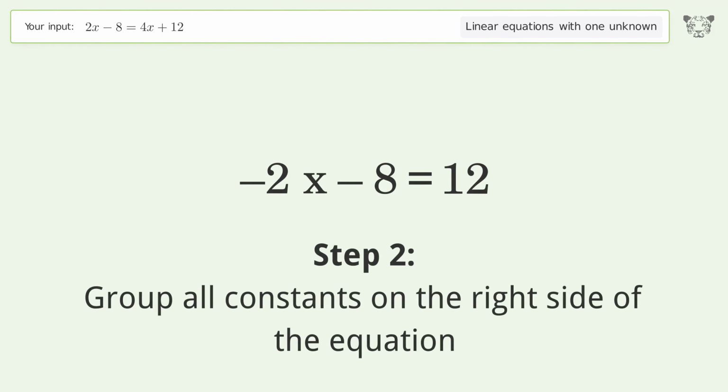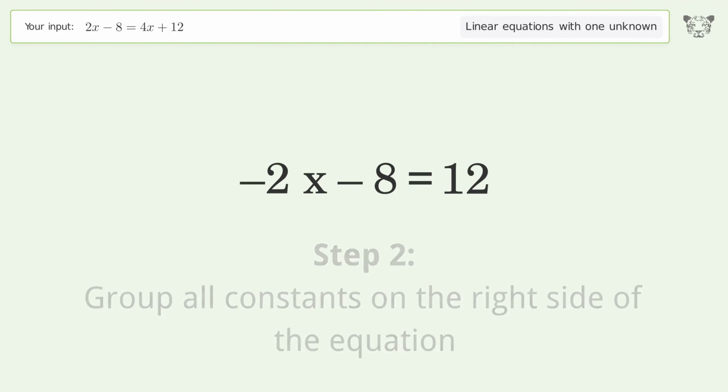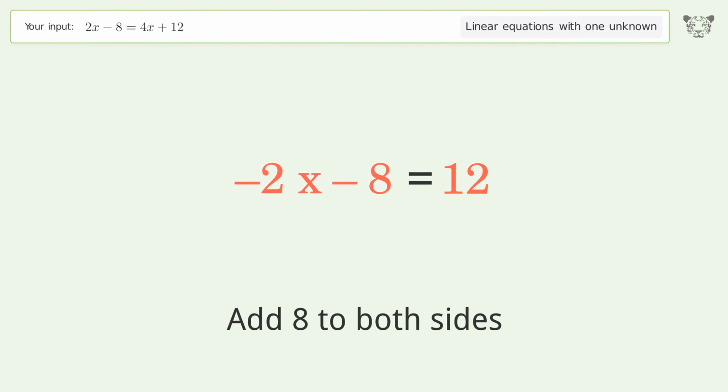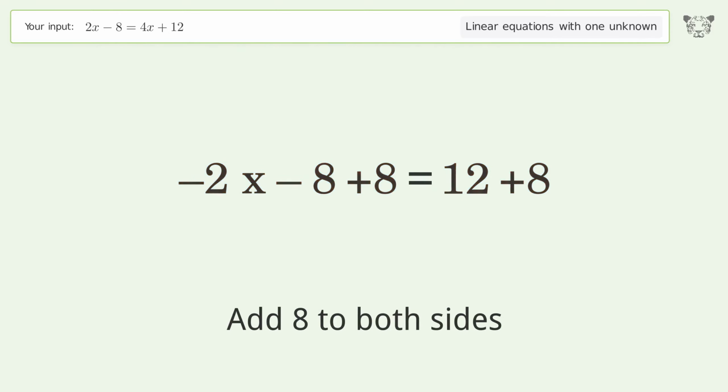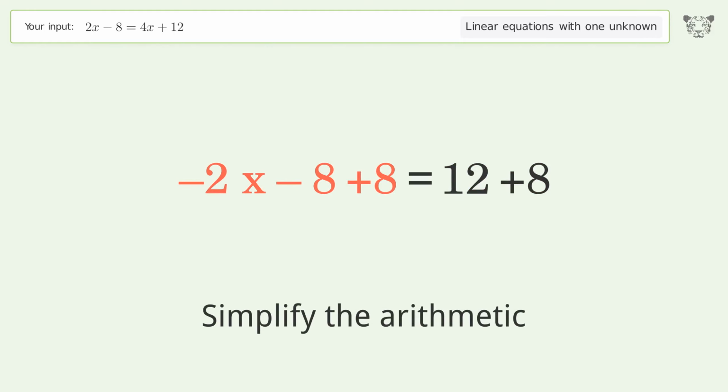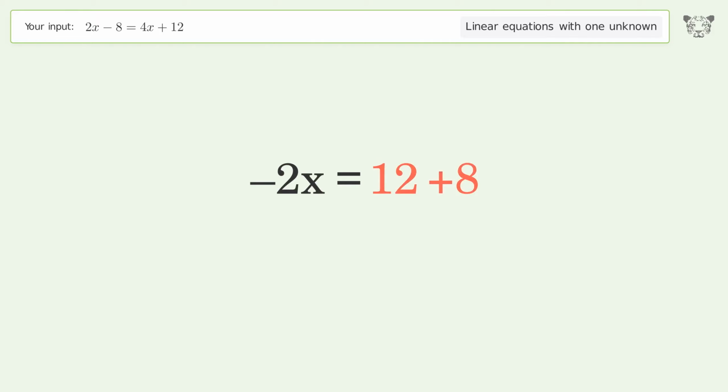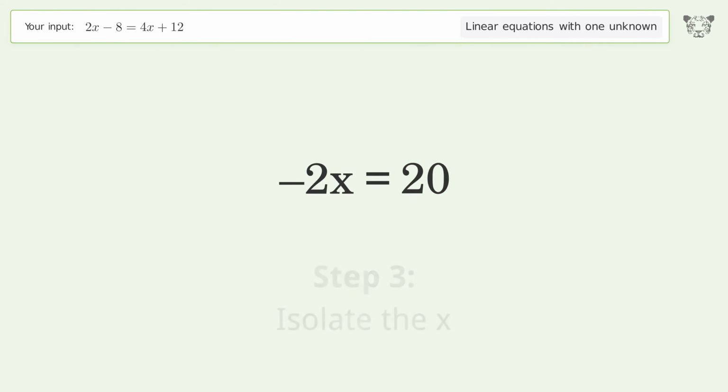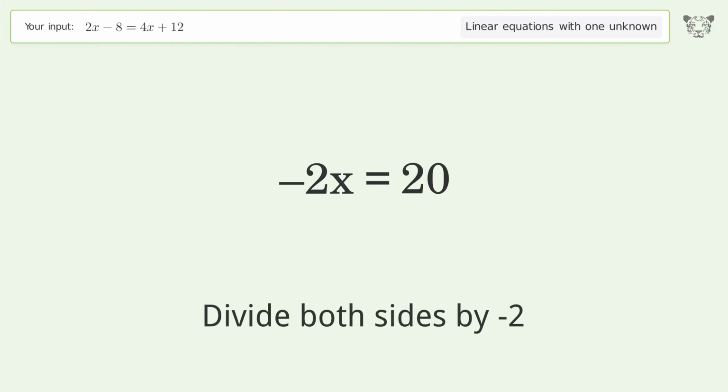Group all constants on the right side of the equation. Add 8 to both sides. Simplify the arithmetic. Isolate the x. Divide both sides by -2.